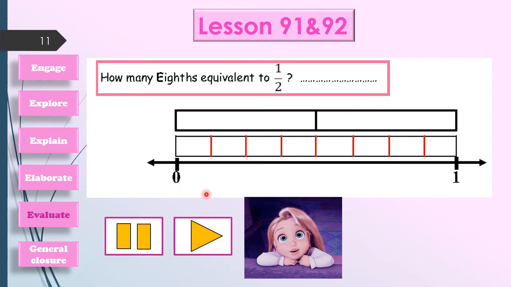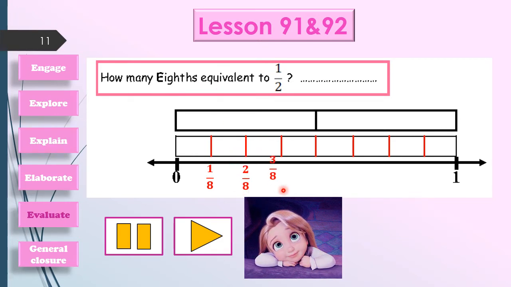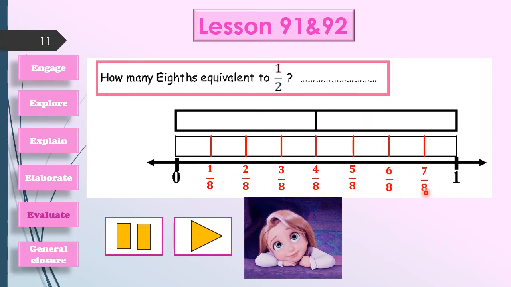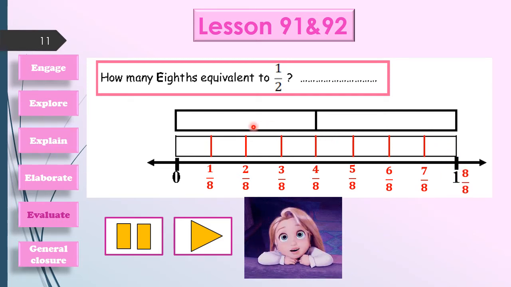First one, it will be 1 eighth. Next one, it will be 2 eighths, 3 eighths, 4 eighths, 5 eighths, 6 eighths, 7 eighths, and the last one, it will be 8 eighths, which is the whole one. Good job. Now we finished our drawing. Let's answer our question.